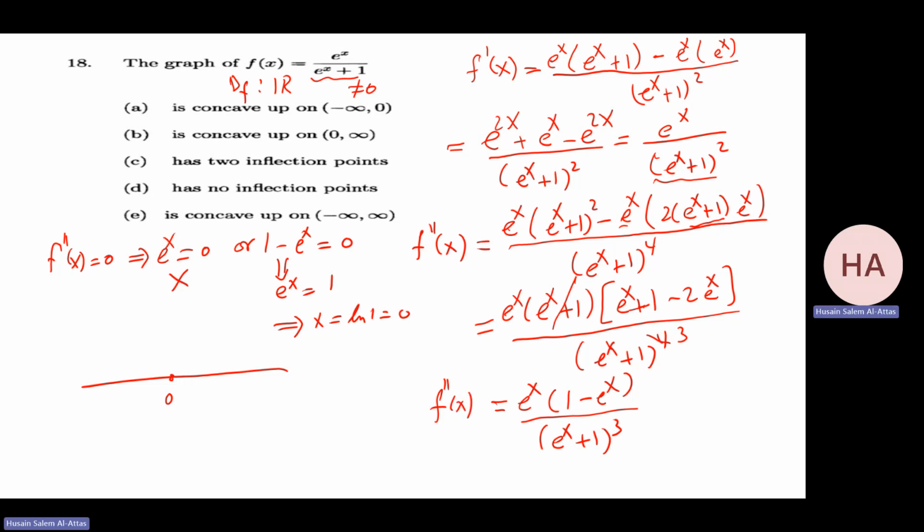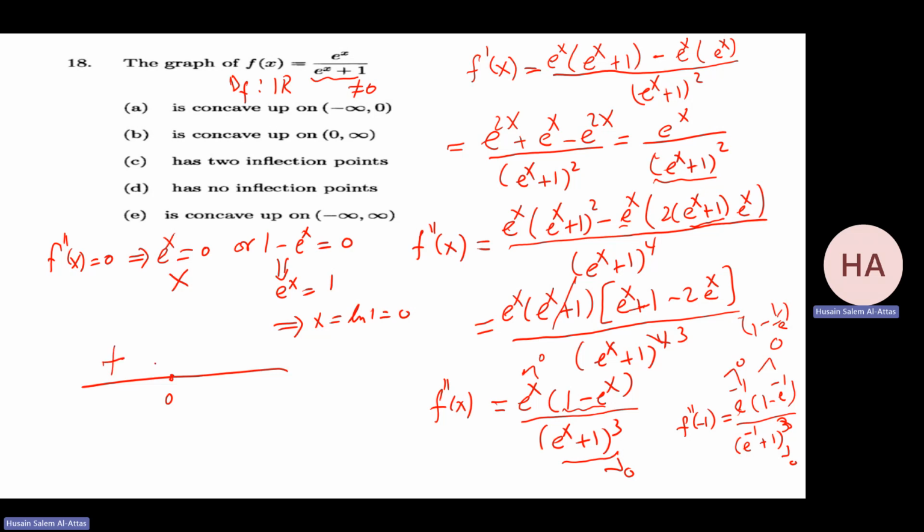I'll check. Take a value before 0, for example, minus 1. What will be f double prime of minus 1? This is always positive, nothing to worry about. This one always positive. So the control here is e to the power minus 1. That's what I care about. 1 minus e to the minus 1, which is 1 minus 1 over e, so it's positive, and the denominator, ax plus 1 cubed, is also positive. So it's positive in this case.